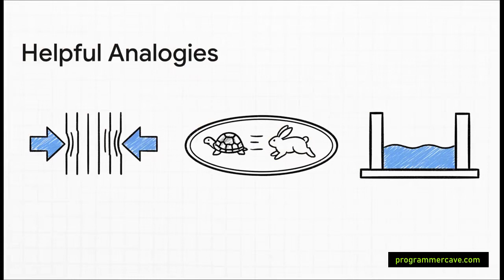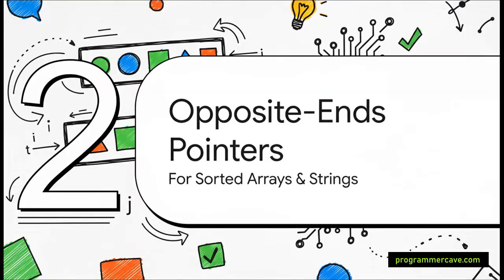To really get a feel for this, let's think about a few analogies. For some problems, it's like you're squeezing a spring from both sides, with the pointers moving towards the middle. For others, imagine two runners on a track, one fast, one slow. If there's a loop, the fast one is guaranteed to lap the slow one eventually. And sometimes, it's like trying to find the biggest container you can make, where the shorter wall is always your limiting factor.